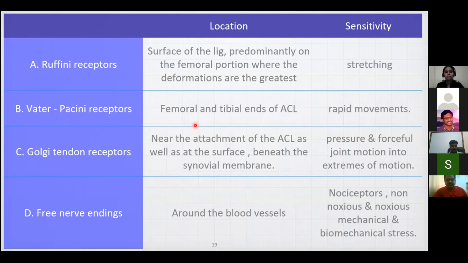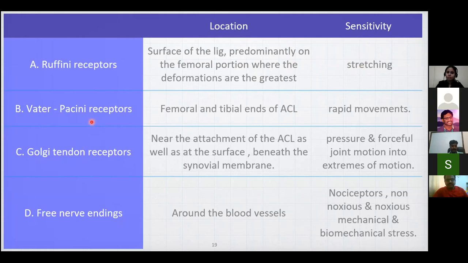These are the four receptors that are present in the ACL: Ruffini receptor, Pacini receptor, Golgi tendon receptor, and free nerve endings. So the location and sensitivity we'll see. Ruffini receptors are at the surface of the ligament, predominantly on the femoral portion where the deformations are greatest. So proximally the deformation is greatest during an ACL tear. So it is present there, and it is sensitive to stretching. That's why when there is more stretch, it restrains more.